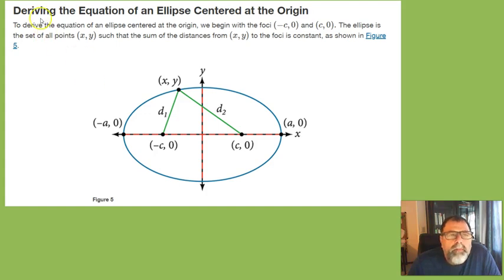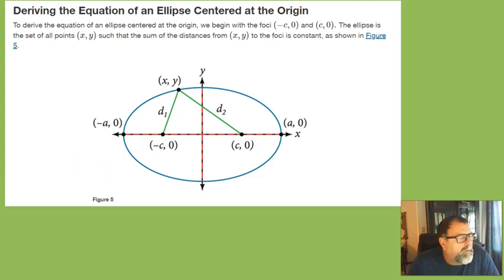Okay, so with all that information, we can derive the equation of the ellipse centered at the origin. To derive it, we begin with the foci at negative c, 0 and c, 0, and the ellipse is the set of all points x, y such that the sum of the distances from x, y, a point on the ellipse, to the foci is constant. So if you measure this distance d1 and this distance d2, the sum is going to be equal to some constant. And then we can use the distance formula and derive it.